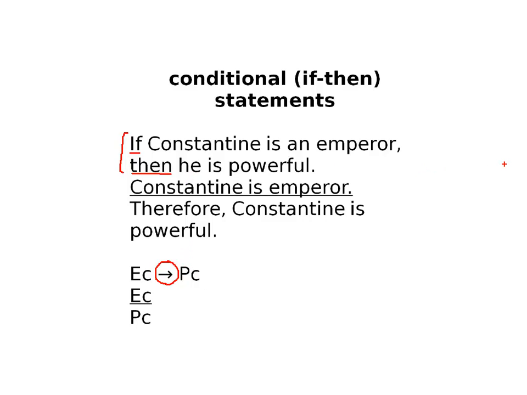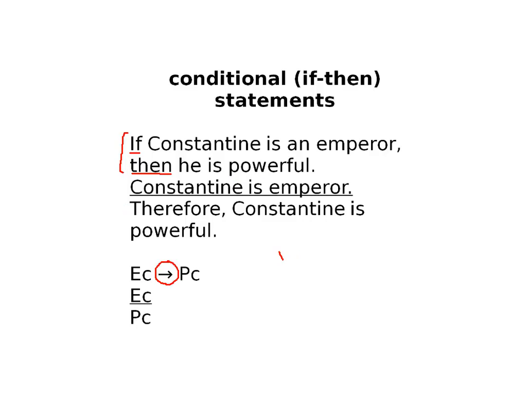Notice this sentence is not saying that Constantine is an emperor, and it's not saying that Constantine is powerful, but it's saying if the first, then the second. So it's a purely hypothetical or conditional statement. Now if we add another premise to this argument, that Constantine is emperor, or is an emperor, either one, that implies this conclusion below the line, therefore Constantine is powerful.